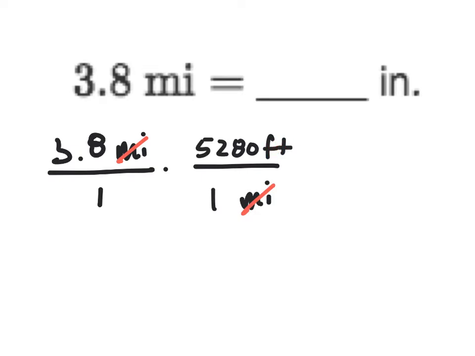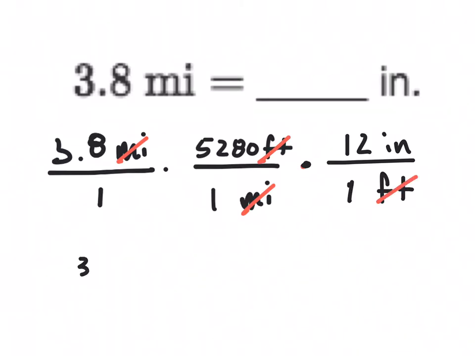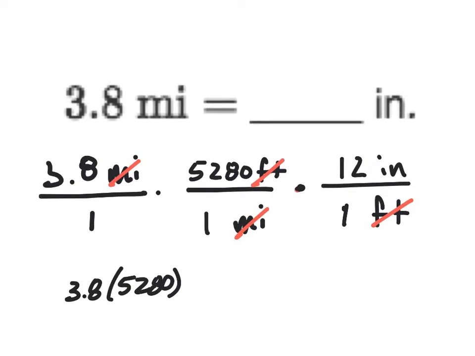So we need to multiply this by another fraction. Let me change colors, make sure we're in black. Multiply this by another fraction, put feet on the bottom, and put inches up top. I have 1 foot for every 12 inches. So now my feet here divide out. And so my answer that we're going to get in the end is this: we're going to have 3.8 times 5,280 and then times 12.